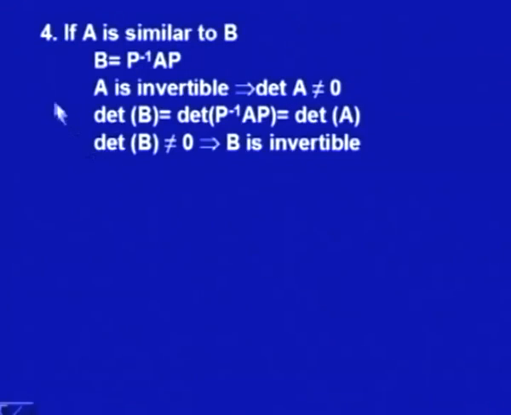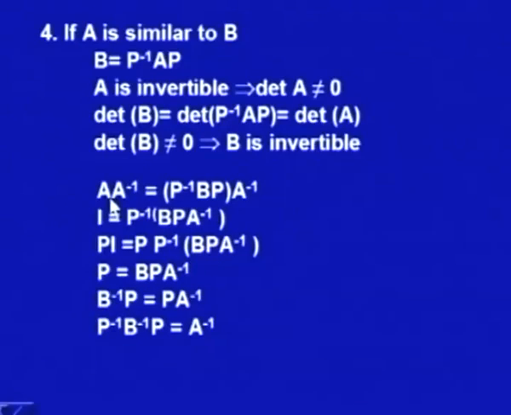Now to prove the fourth result, if A is similar to B, then B is expressed as P inverse AP. It is given that A is invertible, that means determinant A is not 0. Then determinant of B and determinant of A are equal. So determinant B is equal to determinant P inverse AP, which is determinant A, and this means determinant B is not 0, and that means B is invertible also.